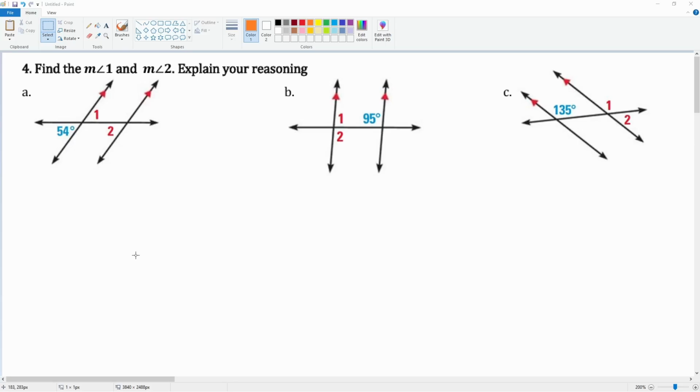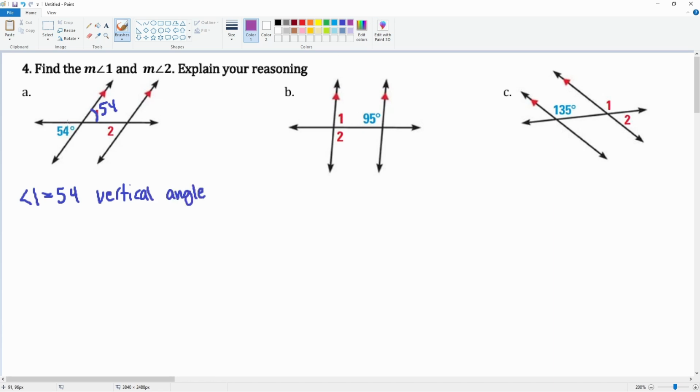Here we have question 4. We're going to find the measurement of angle 1, 2, and explain our reasoning. Well, we have 54 degrees here, and if we do vertical angles, this becomes 54. So angle 1 is 54 by vertical angles.